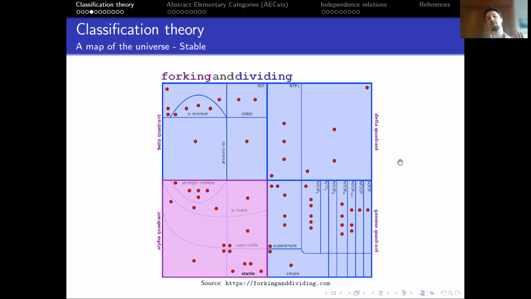And I want to focus on a specific part of this picture in this talk, namely that of stable, simple, and NSOP1. So simple is over here, which is, as you can see, more general than stable. And there are definitely things that are simple but not stable, but it's still pretty well behaved. And then this is NSOP1, which is again more general than simple. So this is a nice kind of hierarchy of classifications. And there are many more interesting classifications, as you can see, but for now I'll not talk about them. I'll only focus on these three.